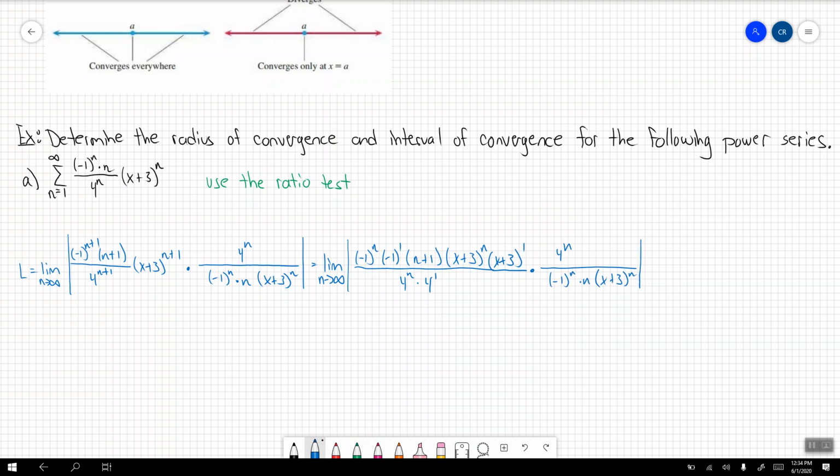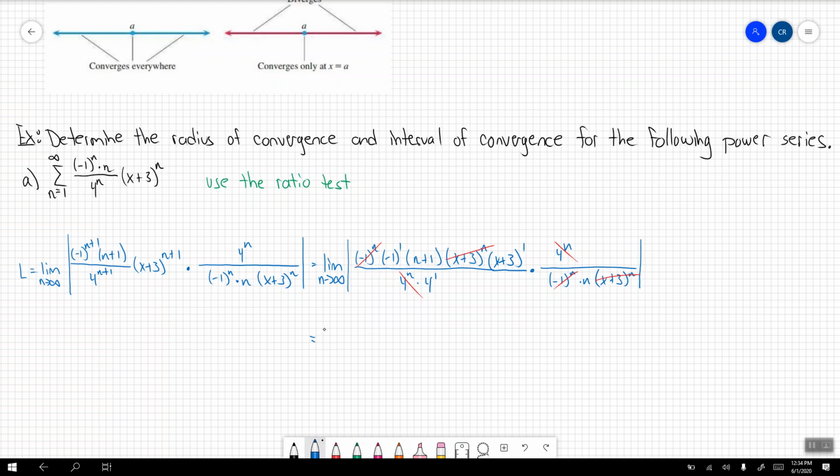Now, you're going to see that a lot of stuff is going to cancel here. So negative 1 to the power of n, that's going to cancel negative 1 to the power of n. We're going to have 4 to the power of n, that's going to cancel out. We're also going to have x plus 3 to the power of n, x plus 3 to the power of n, that cancels out. And then I'm not seeing anything else that can directly cancel out here.